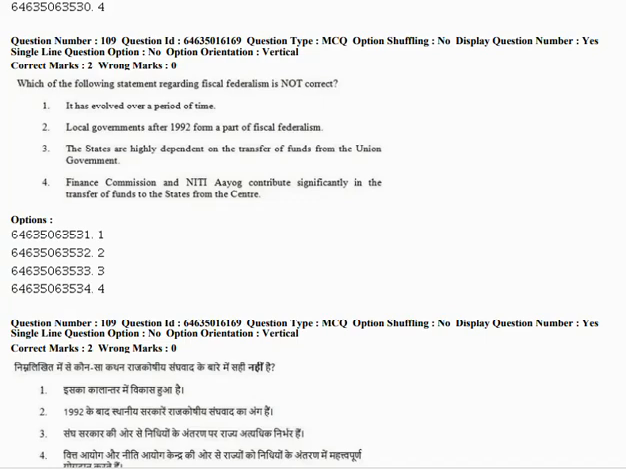109. Which of the following statement regarding the fiscal federalism is not correct? It is evolved over a period of time. Local government after 1992 part of the fiscal federalism. Correct. The states are highly dependent on the transfer of funds from the union government. Correct. In finance, NITI Aayog will not be here. And from the center, this significant role, it is only a think tank. It is not a significant player. Hence option number 4 is the correct answer.